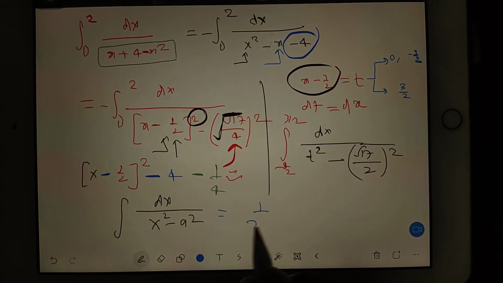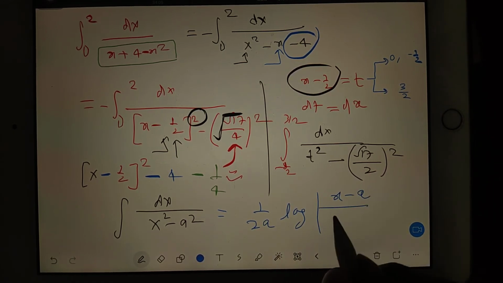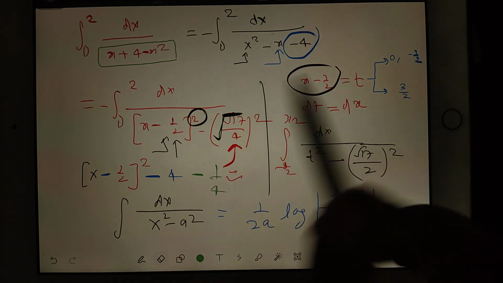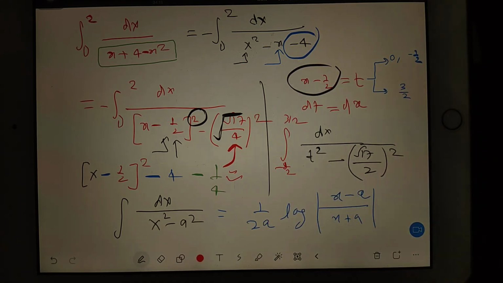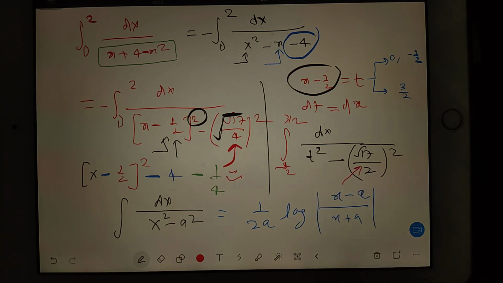You should remember this: 1 by 2a log of mod of x minus a by x plus a. Using this formula, you can exactly see what your values are here. Your a value is under root 17 by 2, so here you will substitute under root 17 by 2, here t, and after that here also under root 17 by 2, and here limit minus 1 by 2 to 3 by 2. That's all. After that you are going to solve the final answer.